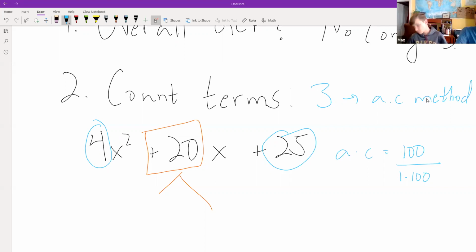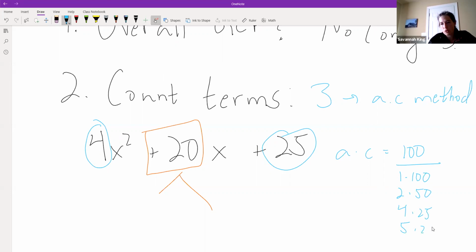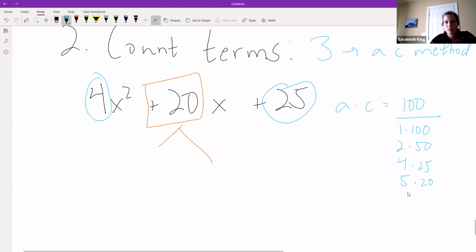I couldn't find any factors other than 1 times 100, 2 times 50, and 4 times 25. And none of those made the right number. You're right, they don't. But there's actually another pair. So 2 times 50, 3. So we got 4 times 25, 5 times 20, I guess. No 6, no 7, no 8, no 9. But there's actually 10 times 10, and that'll do it.